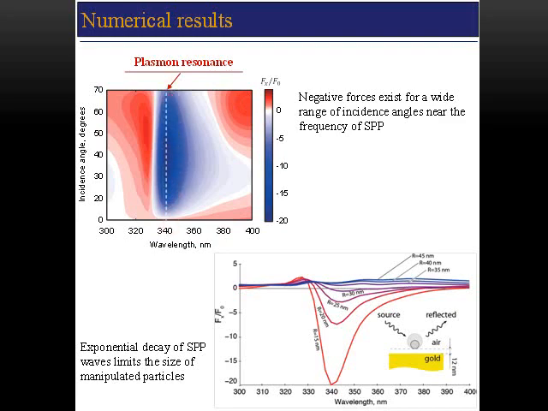Surface plasmon polaritons are confined to the interface and exponentially decay away from it. This limits the dimensions of manipulated particles. The second figure shows the spectral dependence of the force as a function of the particle's size. You can see that the negative force disappears for particles larger than 30 nanometers.